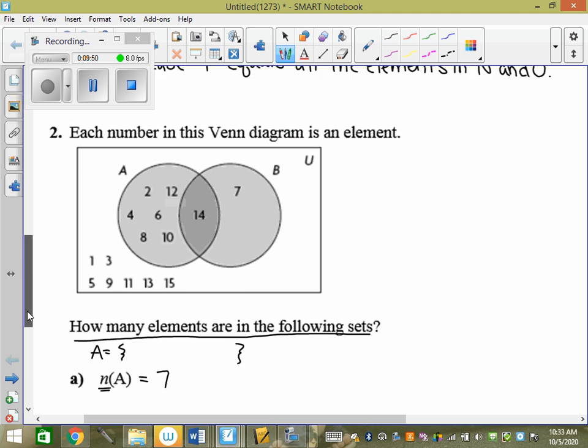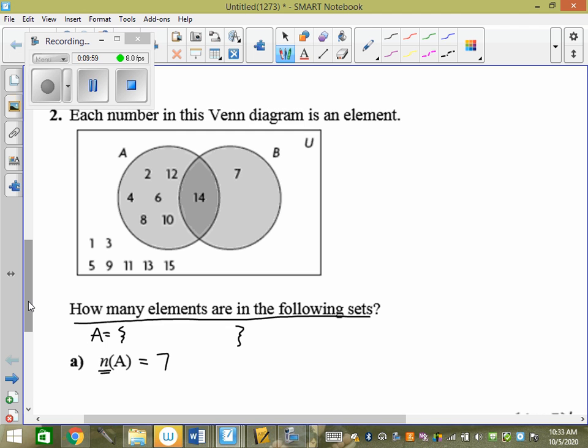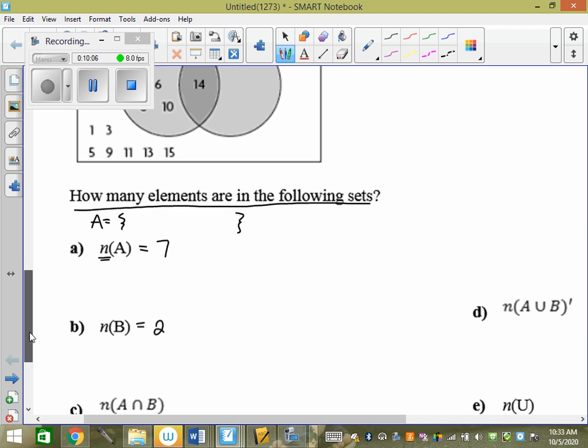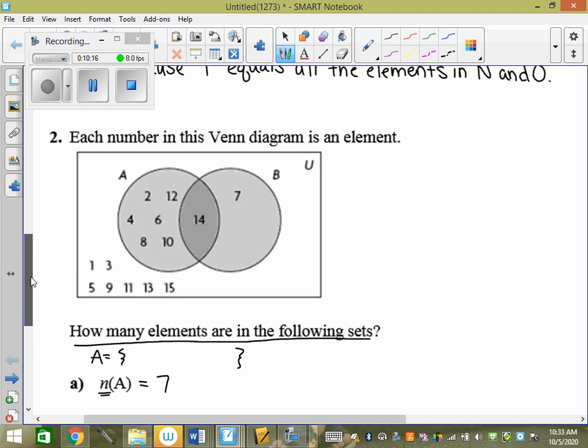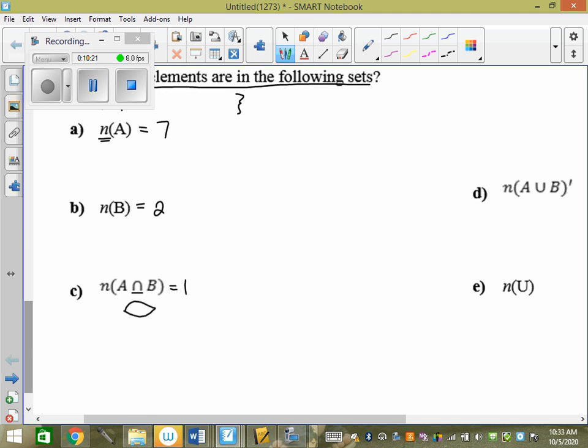Okay, n of B. How many are in B? 2. Because we count the 14 and the 7. Okay, C. What is this symbol? And it is what shape in this Venn diagram? Eyeball. It's the eyeball. How many are there? 14, which equals 1.